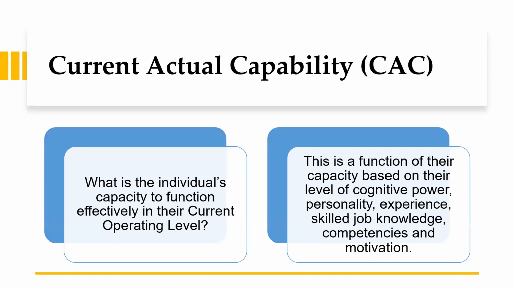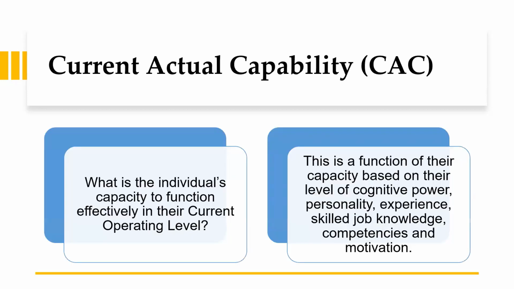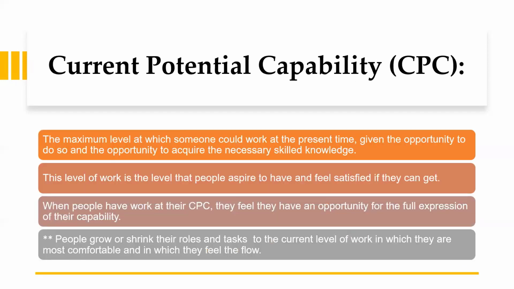Okay, then current actual capability. What is the individual's capability to function in that particular level where they have been assigned? This is a function of the things that we have talked about: the cognitive ability, the experience, job knowledge, and competence. You assess that, and you can then say, okay, your assigned capacity, which is your current operating level. Then the current actual capacity, which we call CAC. Then current potential capability. That's the next one.